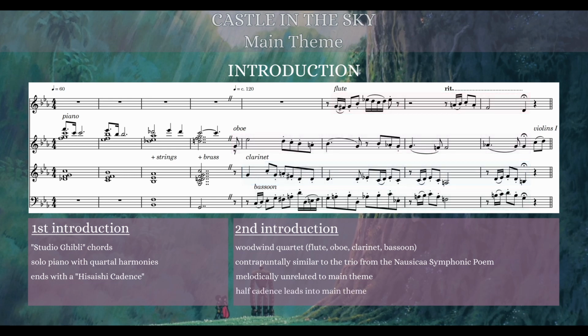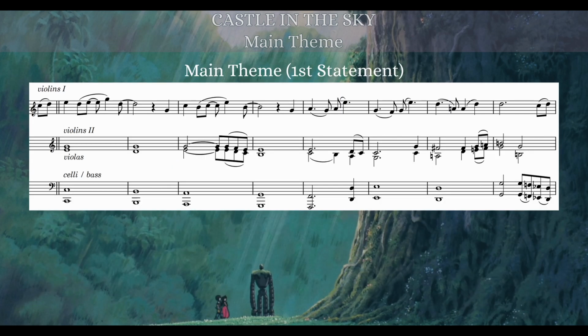So this bit of introduction ends with a half cadence G chord, which leads directly into the first statement of the main theme, also in C minor. And the tempo slows down considerably from the start of the woodwind phrase. Here's the first 8 measures of the main theme.